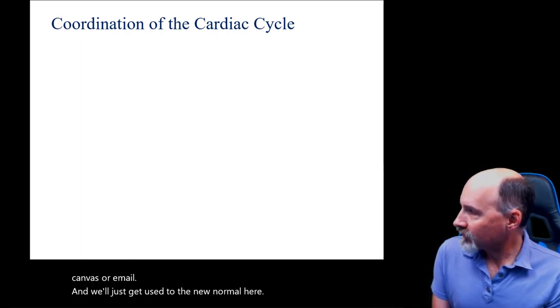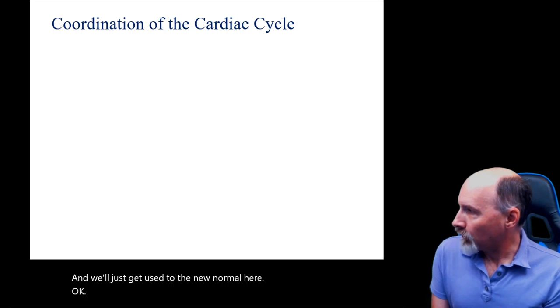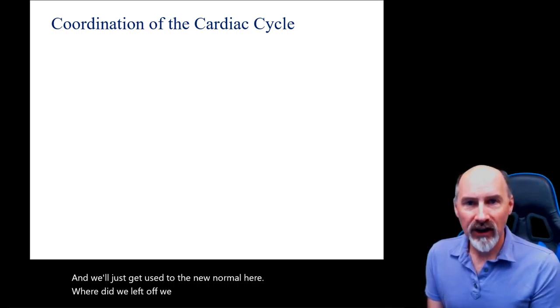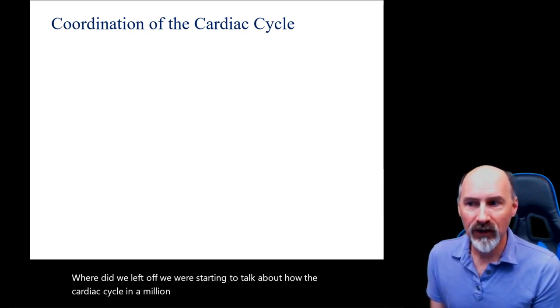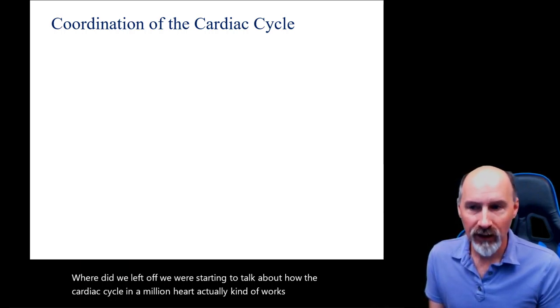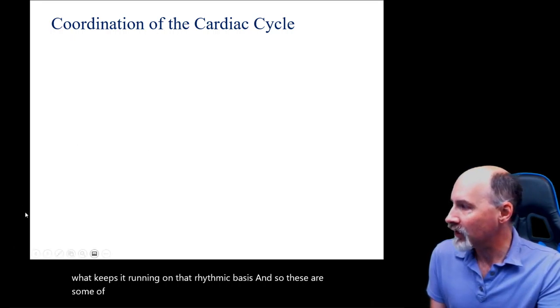Okay, so where did we leave off? We left off starting to talk about how the cardiac cycle in a mammalian heart actually works and what keeps it running on that rhythmic basis. And so these are some of the points that we made last time.